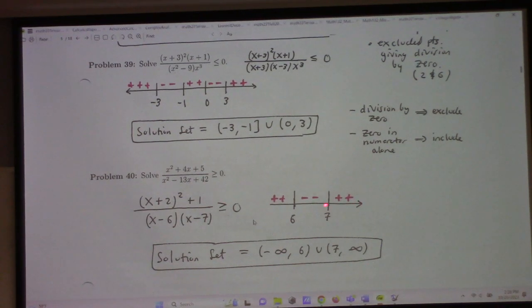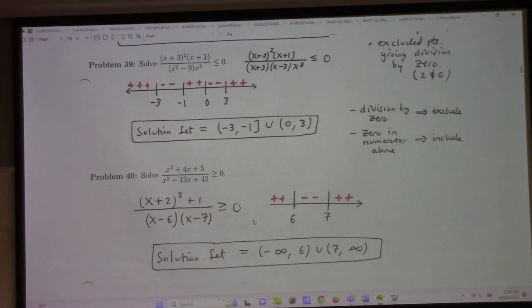So I make my number line over here with my critical numbers, 6 and 7, and I plug in some points, like plug in 10, you'll see that you get a positive number here. And then because the multiplicity of x minus 7 is 1, we flip from plus to minus. And then the multiplicity of 6 is 1, so we flip from minus to plus. And then I'm trying to solve greater than or equal to 0, so I look for where the pluses are for my solution, right?